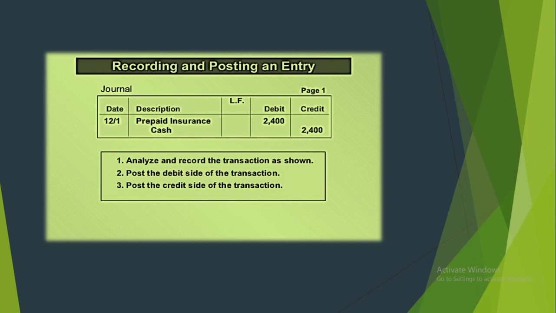Now, recording and posting of an entry. I have taken the example of prepaid insurance. Here two accounts are important, prepaid insurance and cash. So date, description, ledger folio, debit amount and credit amount. So this is the journal entry: by prepaid insurance account debited 2400 rupees, to cash account 2400 rupees.